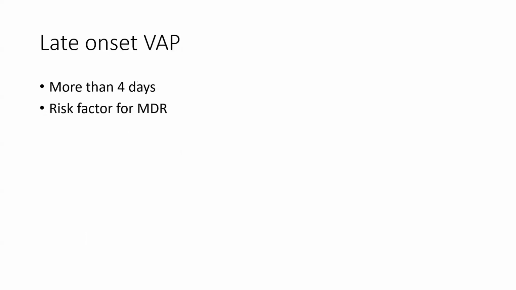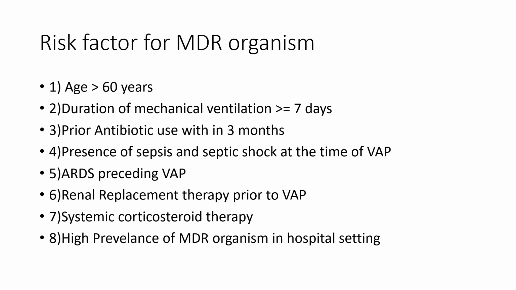Late onset VAP, as I already mentioned, is when the VAP develops after 4 days, along with risk factors for MDR. So it is not like if the VAP develops on the third day, then the most likely cause is antibiotic sensitive, and if the VAP develops on the fifth day, then the most likely cause is MDR. So we should think about the risk factors for MDR, and then take the decision of starting antibiotics. So what are the risk factors for MDR?